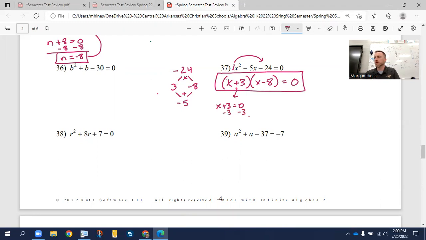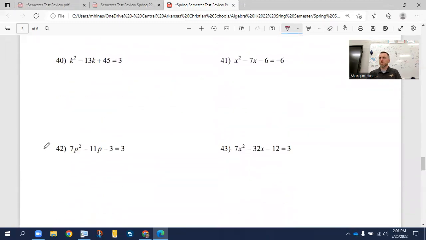Everything's going to be 0. So x equals negative 3 is a solution. If x minus 8 equals 0, it doesn't matter what x plus 3 is. That happens when x equals 8. So those are my two solutions.